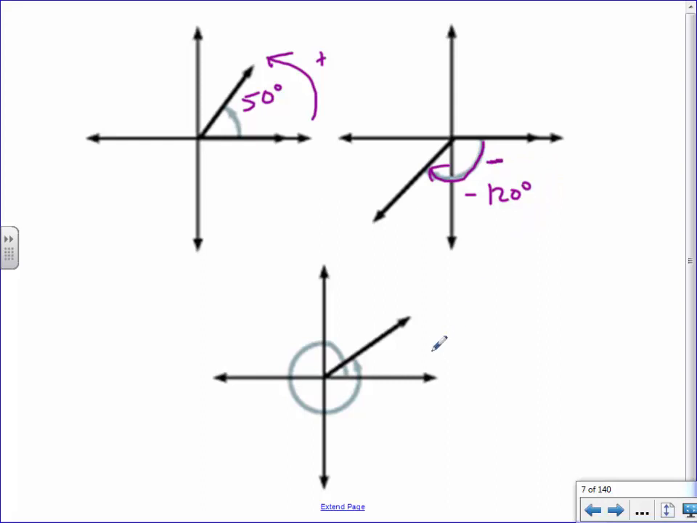Now, this last example tries to illustrate the idea that you can actually go in more than a full circle. Any of you guys snowboard? What's a 1080? If you can pull off a 1080, anybody know? Okay, what's a 360? You do a full loop, right? Okay, I'm not trying to hurt myself. Whatever.